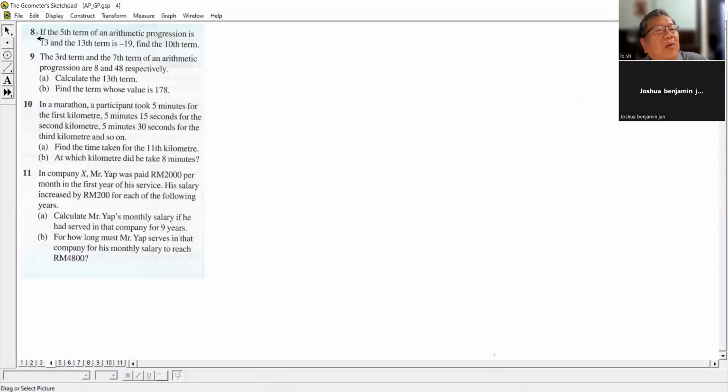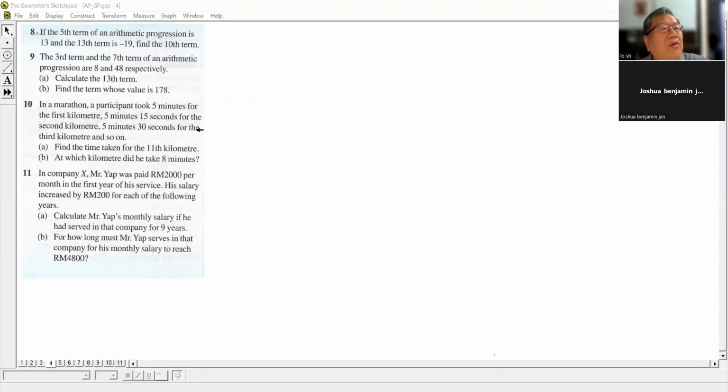Let's say you look at number 8. The fifth term of an arithmetic progression is 13. The 13th term is negative 19. Find the 10th term. In this question, you are only given two things: T5, the fifth term, is 13, and the 13th term. So you have to form two equations. The two equations are for you to solve and find the value of A and D. After finding the value of A and D, then you try to find the 10th term, T10.